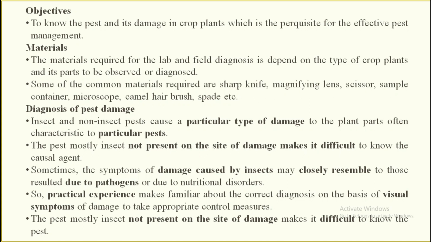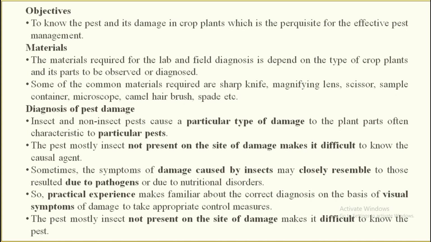Suppose one insect is attacking the root, then you need some khurpi, hand hoe, like those things, to dig out the soil. Suppose the insects are on the leaves. Then what is needed? A hand net may be required if they are flying insects. Suppose caterpillars are there, you may need some jars to keep them for identification. Suppose flying insects are there, again jars may be required. Suppose some aphid, jassid, thrips are there, a hand lens or magnifying glass is required.